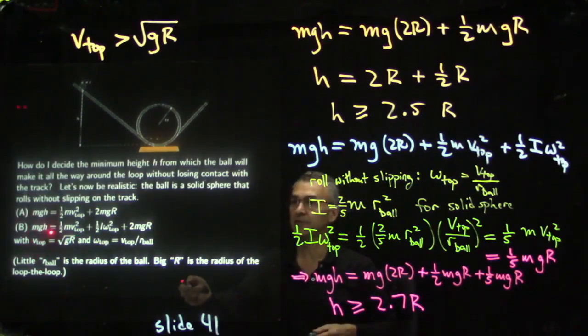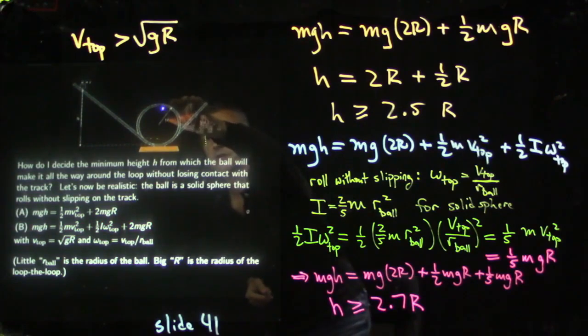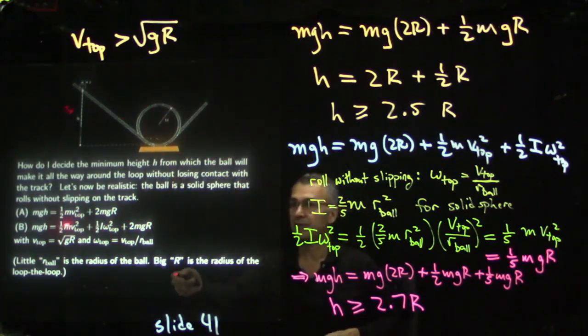So we start out with mgh, and we turned it into 1/2 m v_top squared plus 1/2 I omega_top squared plus 2mgR. This is 2mgR because we have to make it to 2R above the bottom. We worked out with the free body diagram that v_top has to be at least as big as the square root of gR, and if the ball rolls without slipping, then omega_top is v_top over the radius of the ball itself. So r_ball is the radius of the ball itself, big R is the radius of the loop-the-loop. When we do this, we get 2.7R.